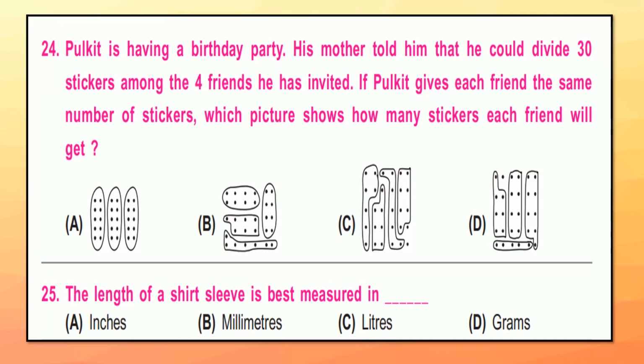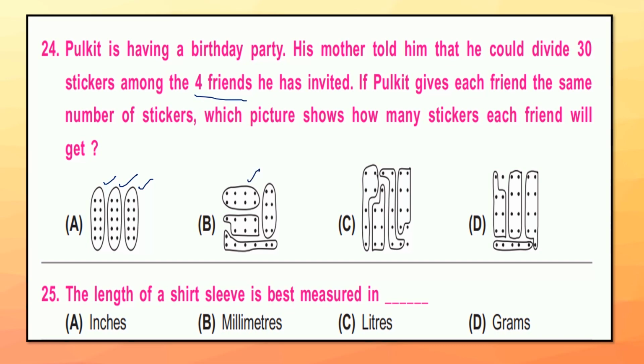Question number 24. Pulkit is having a birthday party. His mother told him that he could divide 30 stickers among the 4 friends he has invited. If Pulkit gives each friend the same number of stickers, which picture shows how many stickers each friend will get? Let us look at the options. Option A, we have just 3 groups, 1, 2, 3. But we have 4 friends here. So this option is not the right one.